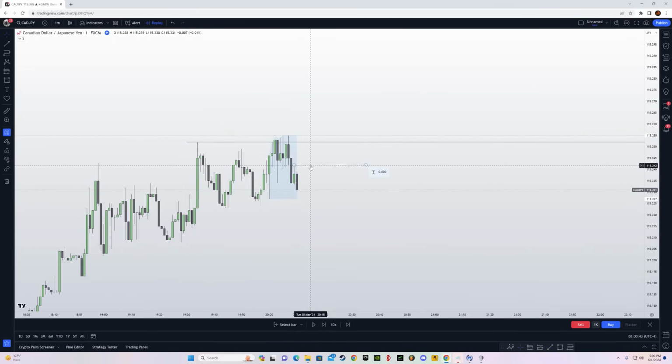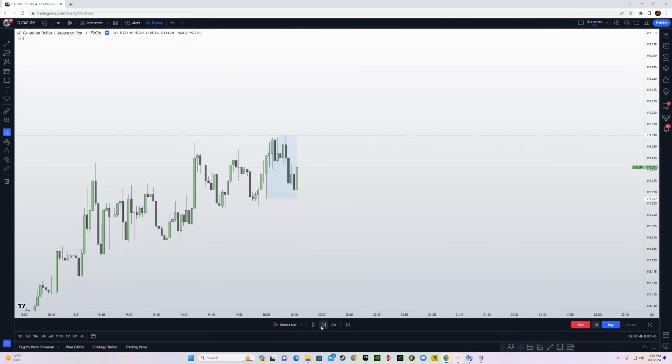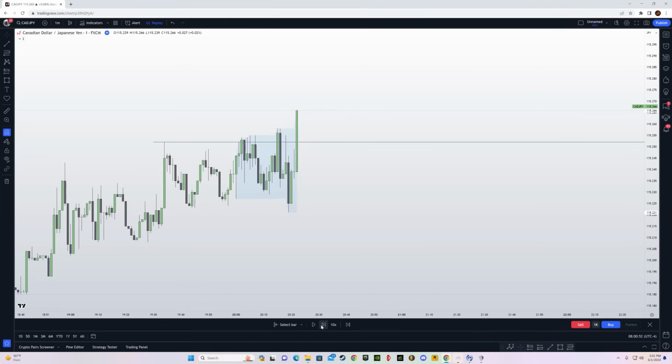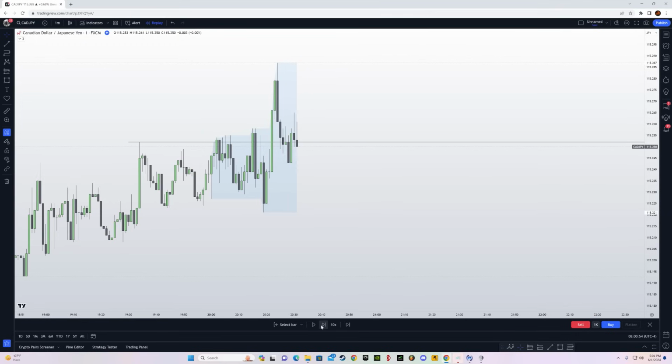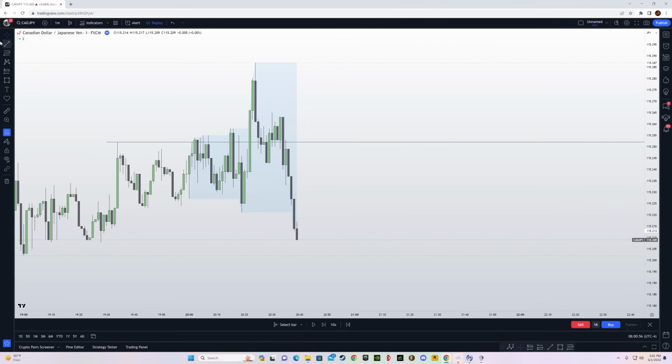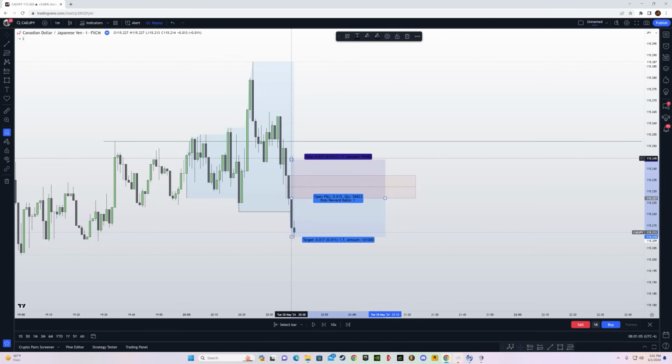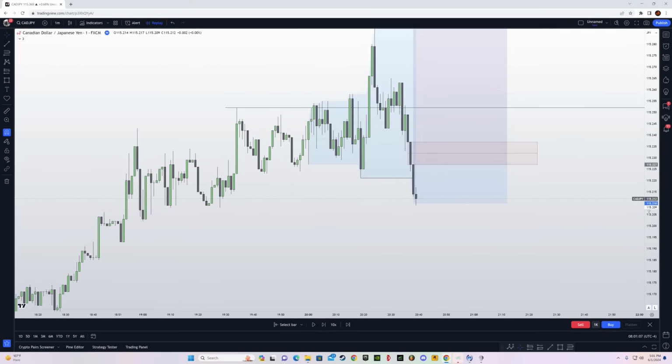So we are looking for a displacement and market structure shift with fair value gap. We do have a shift here, but there's no fair value gap, so we're going to wait and stay patient. And right here, what do we have? We have a shift in the structure, and we also have this fair value gap around here. So we're going to go short right here, and put our stop right above this high over here.